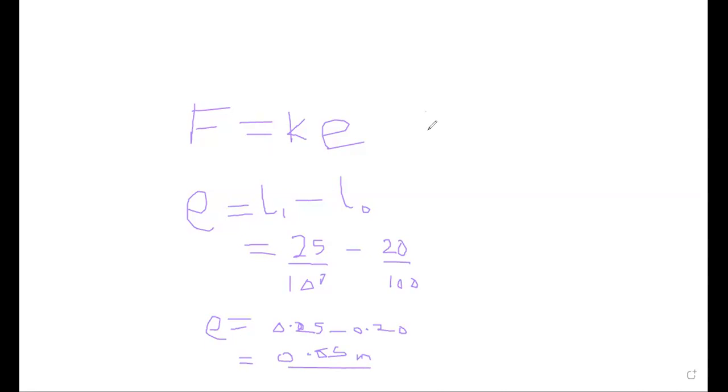But they didn't ask us for E, they asked us for F. So what we are going to do is to say that therefore, our force F is going to be equal to, they told us the K is 100, so we are going to put K as 100 times our extension that we have got in meters, which is 0.05. And we'll be getting our answer of F as 5 newtons. So this one here is the force that we were asking for in our example 2.